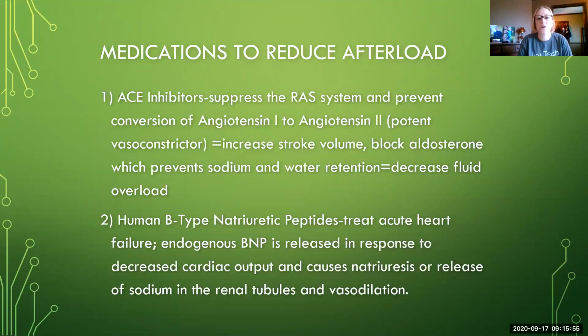Our ACE inhibitors are our most common go-to drugs first, which are the ones that end in pril. They suppress the renin-angiotensin system and prevent that conversion of angiotensin 1 to angiotensin 2, which is a potent vasoconstrictor. So it helps increase our stroke volume, blocks aldosterone, which then prevents sodium and water retention, which will help decrease that fluid overload.